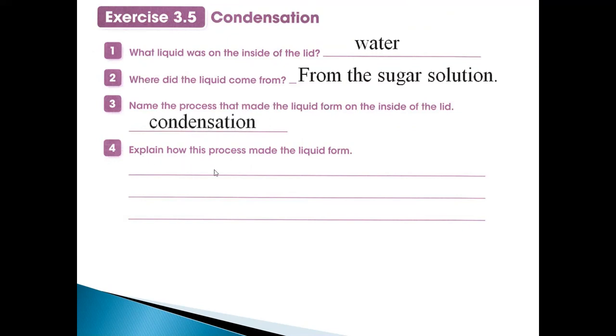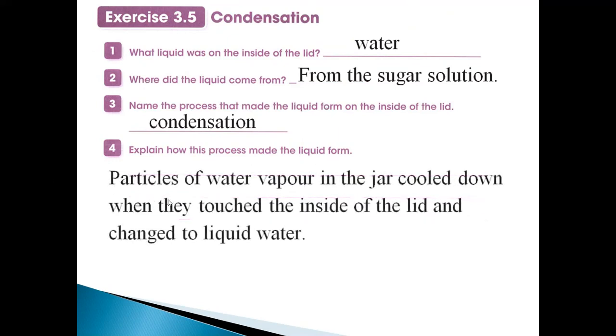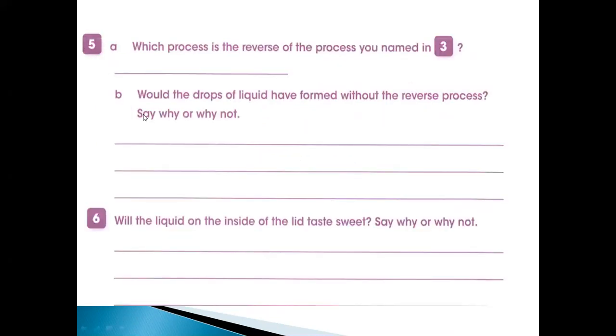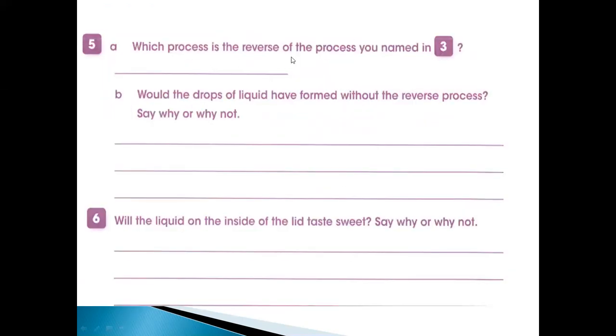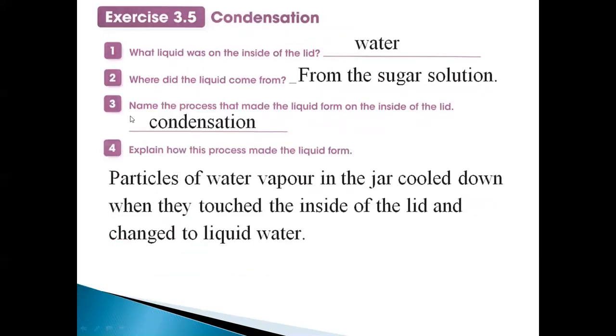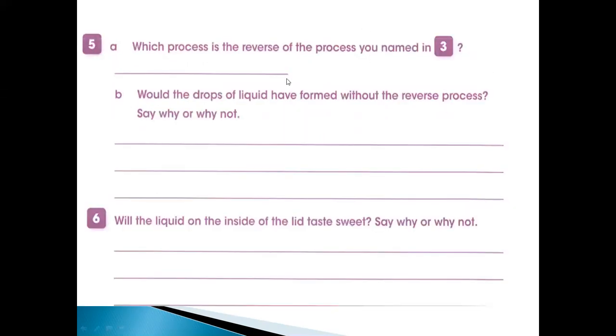Explain how this process made the liquid form. The process is like this: particles of water vapor, or you can say gas, in the jar cool down when they touch the inside of the lid and they change to liquid water. This is our condensation process, in which gas changes into water. Question 5, which process is the reverse of the process you named in 3? The reverse of condensation is evaporation.